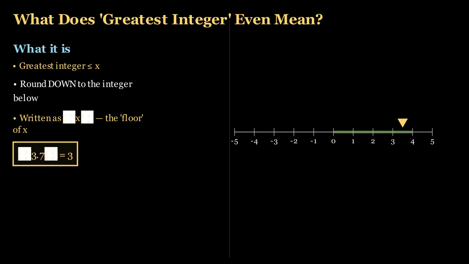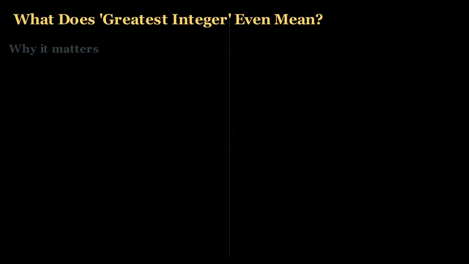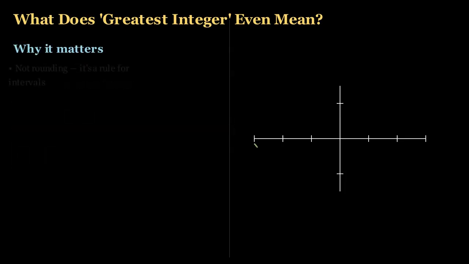For example, if you have 3.7, the integers below it are 3, 2, 1, and so on. The greatest of those is 3, so ⌊3.7⌋ equals 3. This is not the same as rounding to the nearest integer. Rounding 3.7 gives 4, but the floor gives 3.